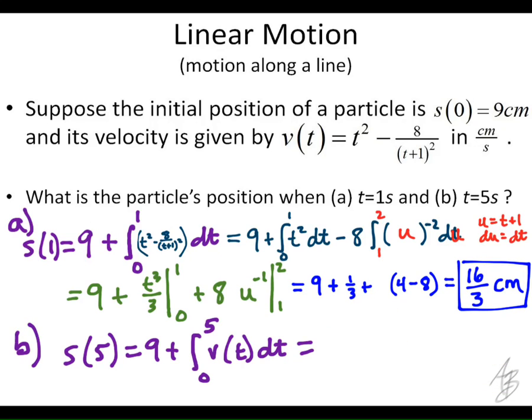What do we get for part B? Part B should be very similar, except we're evaluating from 0 to 5 instead of 0 to 1. And what'd you get for that? 44 even? You guys agree with that?